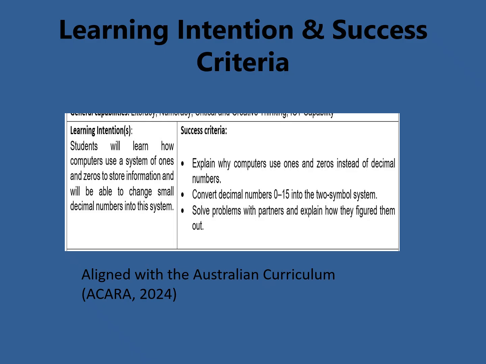Our learning intention for today is for students to understand how numbers are represented in binary form and how this system is used in digital technology. The success criteria include being able to convert decimal numbers to binary and explain why binary is used in computers. This lesson aligns with the Australian curriculum as outlined by ACARA in 2024, ensuring that the activities meet the required outcomes for Year 7 students.